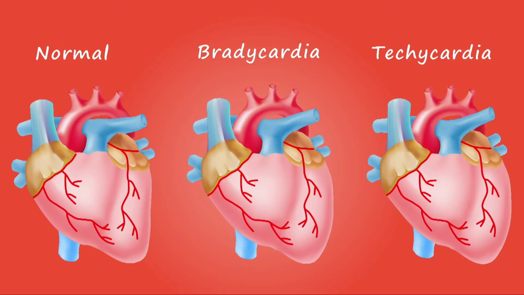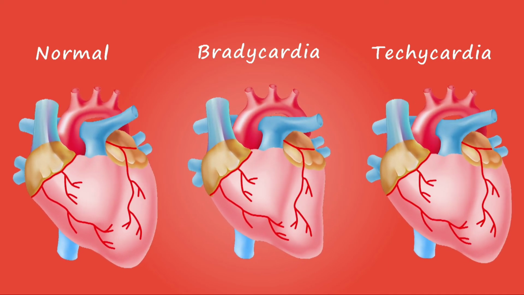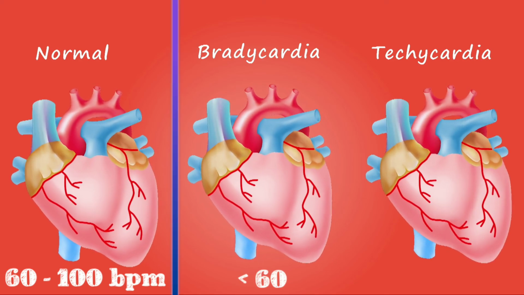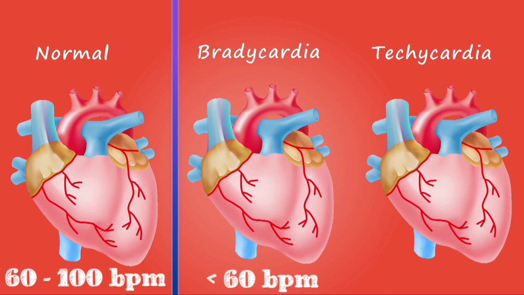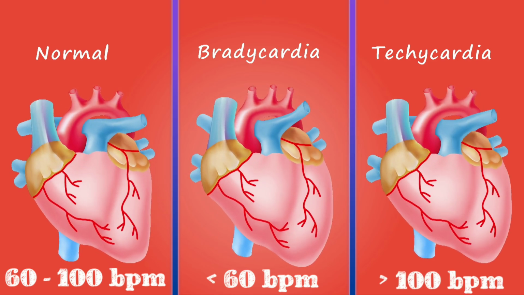So now you can easily know if your patient has tachycardia or bradycardia. A normal heart rate ranges from 60 to 100 beats per minute. Resting heart rate of fewer than 60 beats per minute qualifies as bradycardia. Consider a heart rate of over 100 beats per minute to be tachycardia.